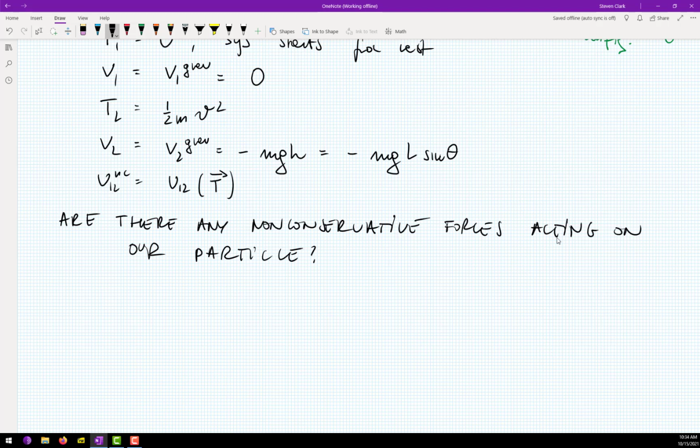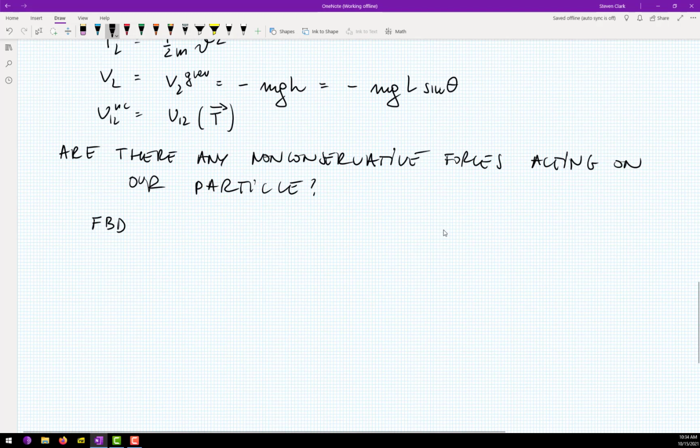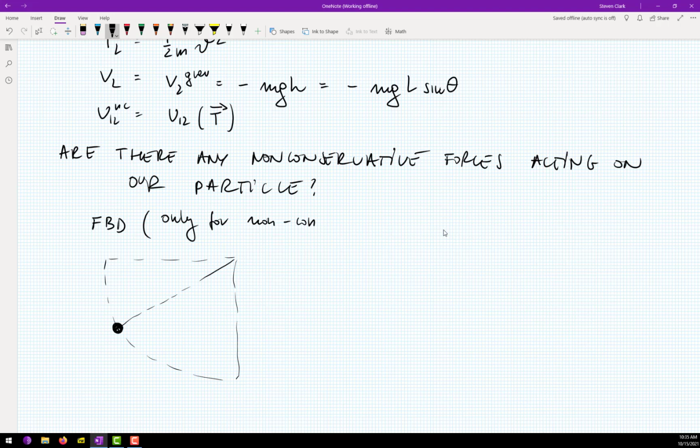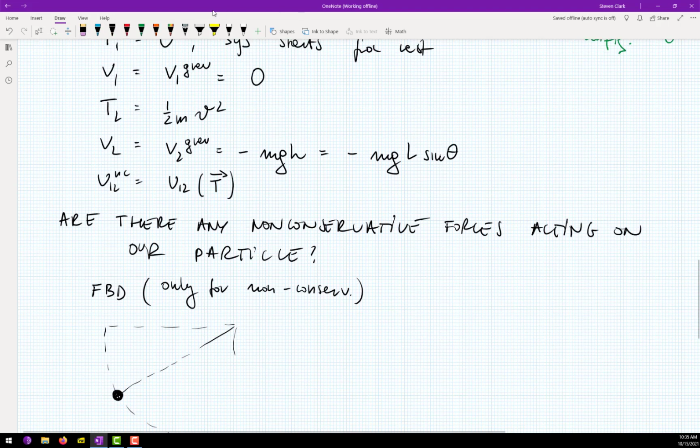Let me draw the FBD very quickly. Our particle was here, and on the FBD only for non-conservative forces. I'm not going to draw mg here, because we took care of mg in this part and this part. Now only tension is left.